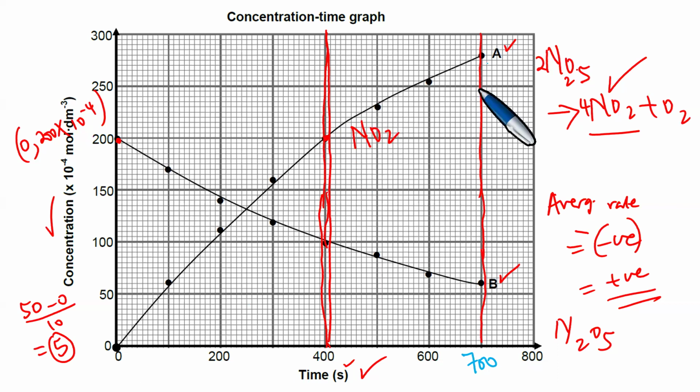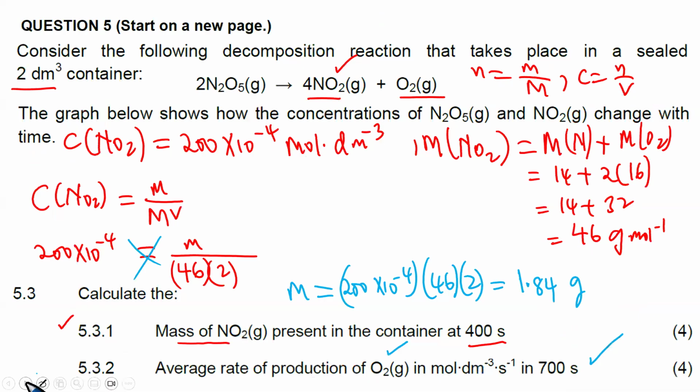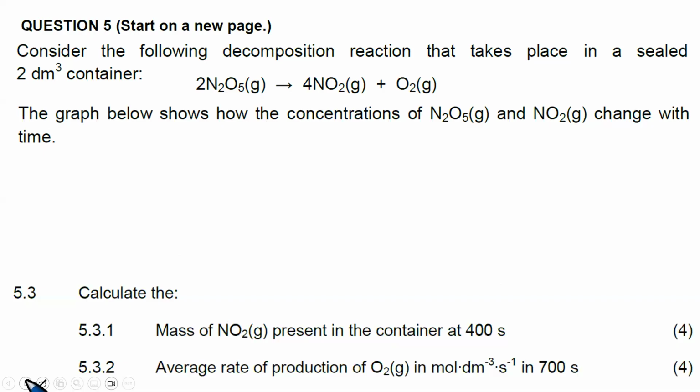Look, let's use graph A now to do the same thing. To do this question, you can use any of the graphs. So you're going to use graph A to do this. But let's look at graph A. Graph A is an increasing graph, but now it's going to get to the 700 seconds.